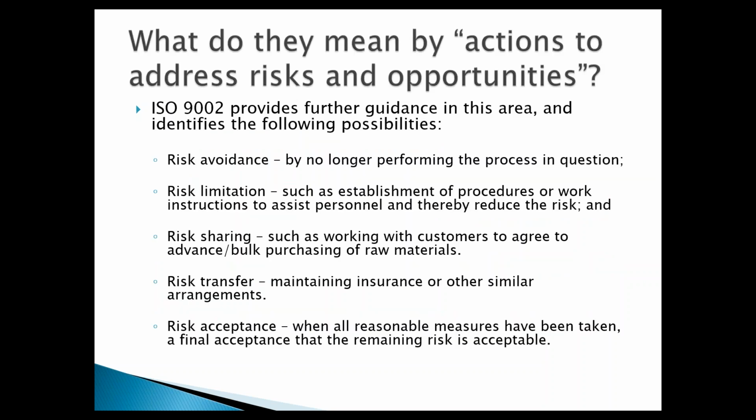So what do they mean by actions to address risks and opportunities? Now for this, again, we turn to ISO 9002 for some ideas on how we go about doing that. And actions to address in ISO 9002 is broken down into 5 key areas. First of all, risk avoidance. If you can possibly stop doing the process from which the risk is coming and just avoid it altogether, that's one possible strategy.